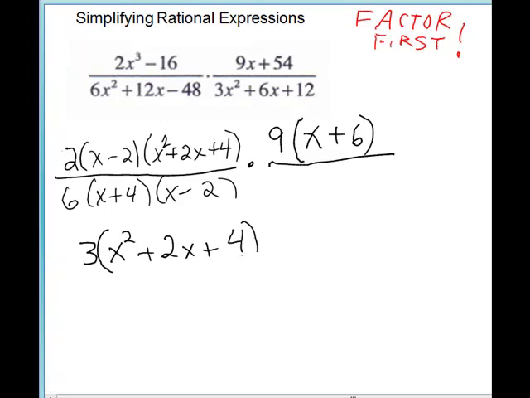If we try to keep factoring this, which we should, our choice is 4 and 1 or 2 and 2. 4 and 1 would add to give us 5, and 2 and 2 would add to give us 4. So we're not going to be able to get the middle. So this will not break on down, but we thought about it.